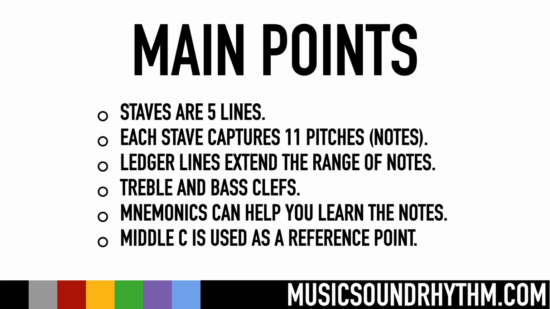So, the main points about staves and common clefs are: staves are 5 lines which represent a range of sounds. Each stave can capture 11 distinct pitches. Ledger lines allow us to extend the range of a stave. The treble and bass clefs cover different yet complementary ranges of notes. You can use a mnemonic to help you remember the order of notes, and middle C is used as a reference note on staves.